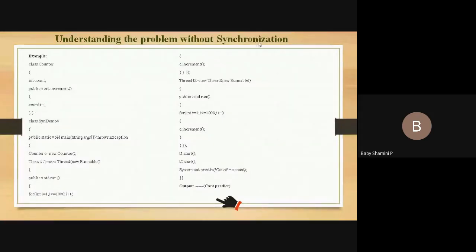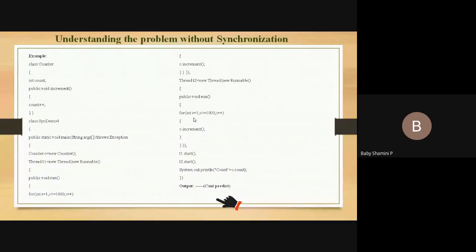Again T2.start, so it starts executing thread T2, and it increments the count from 1001 to 2000. Already we have a count value of 1000, so again it increments from 1001, 1002, 1003. So our output is 2000. We'll check this program.